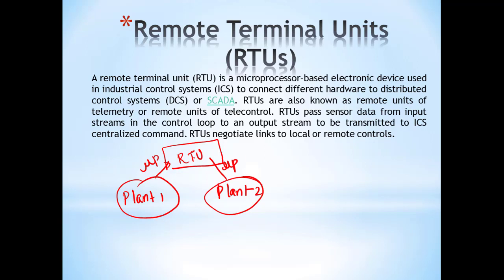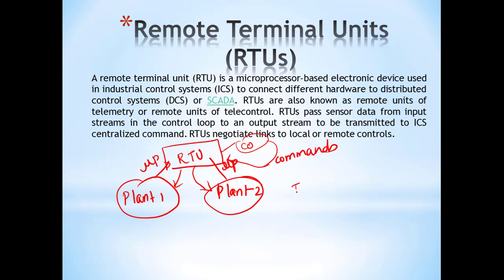And these units can be a telemetry type of device, or you can control them remotely. And again, your RTU, the remote terminal unit, has the sensor data. Whatever is being sensed will be passed to the central control room or the server room, which in turn will pass the commands to the RTU, and again the RTU will feed them to the plant.